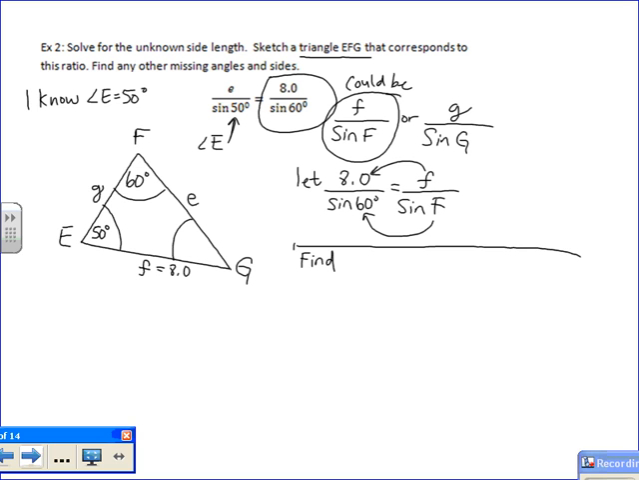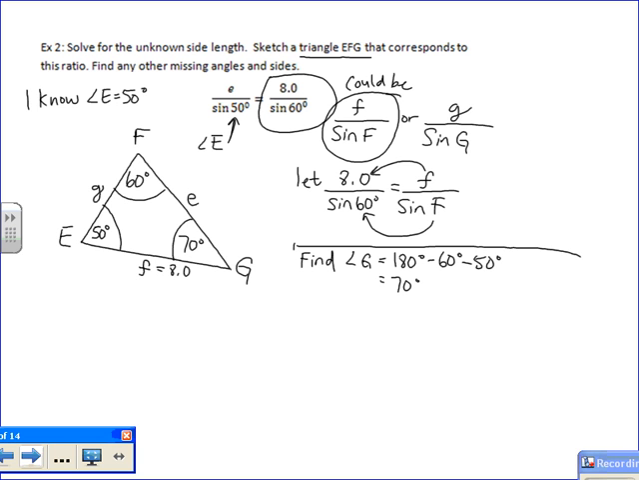Where do we want to start for this one? We have a choice. Because we have two of three angles, we could figure out what angle G is right now. That would be really easy to do. So let's find angle G. It's going to be equal to 180 degrees minus those other two angles. So we get 180 degrees minus 110 degrees, which is equal to 70 degrees. I'm going to put that in.